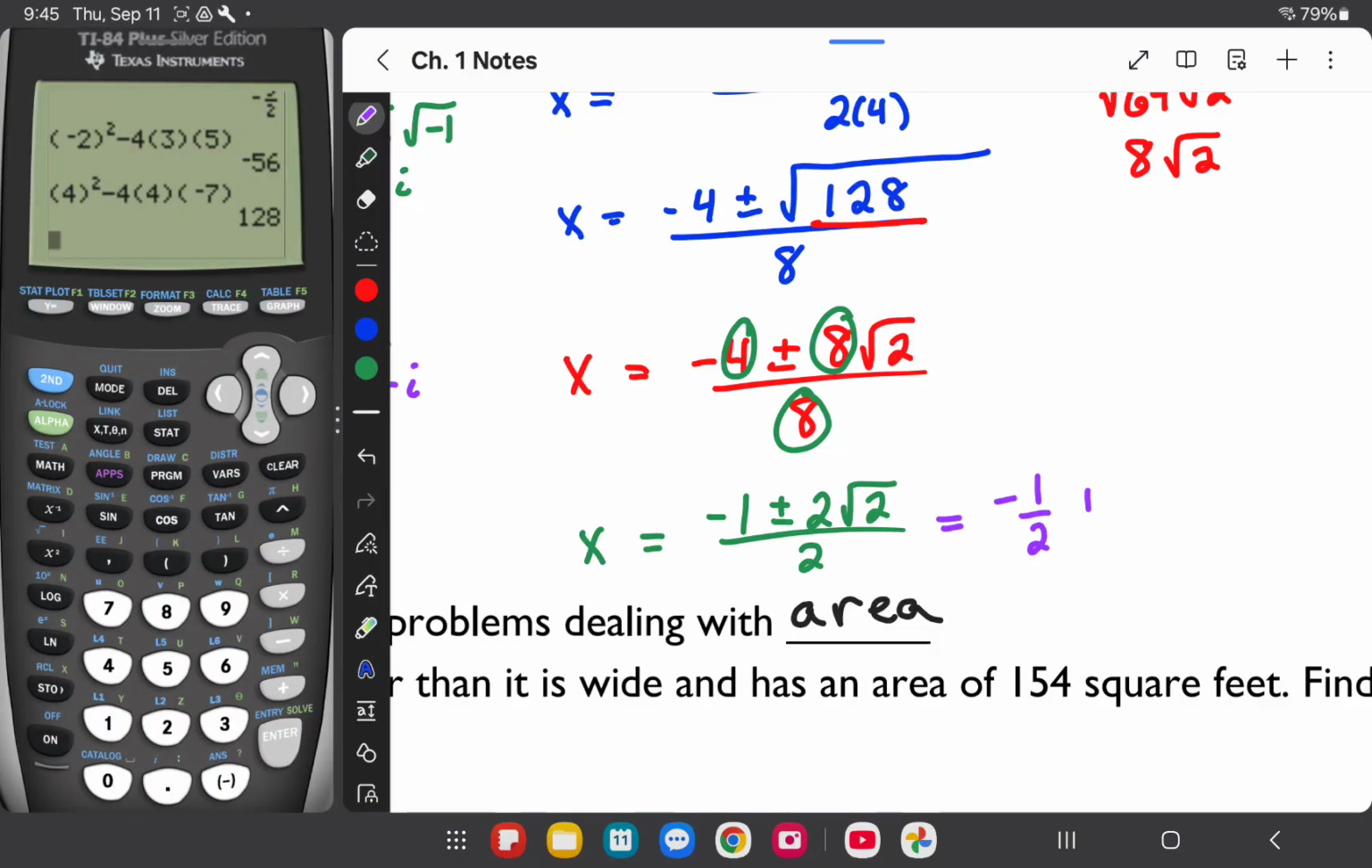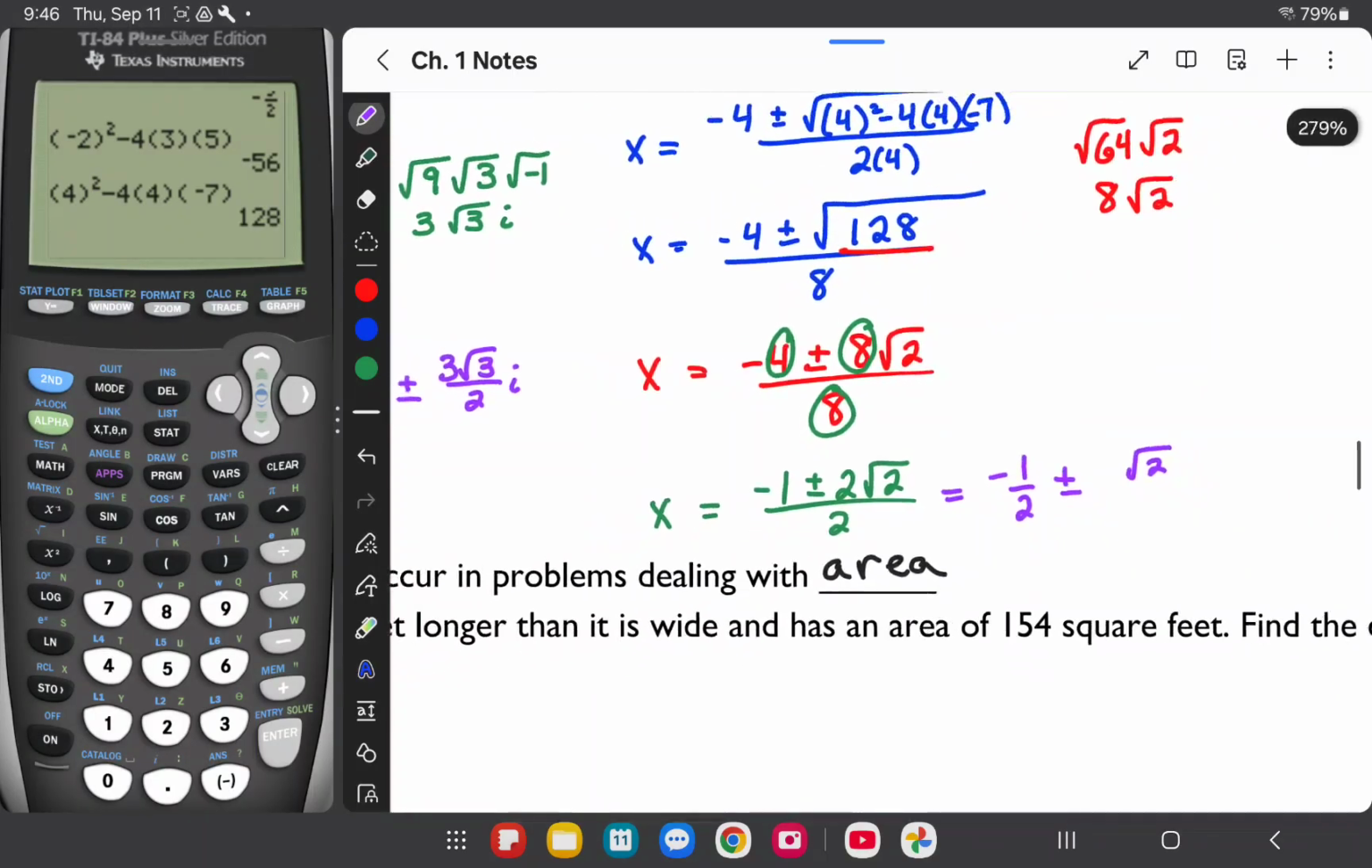In other words, negative 1/2 plus and minus 2 radical 2 over 2, at which point we can actually simplify that second fraction. If I have 2 radical 2 over 2, then my 2's outside the radical can divide to be 1. That leaves me with another potential answer, which is equivalent, which is negative 1/2 plus and minus the square root of 2.